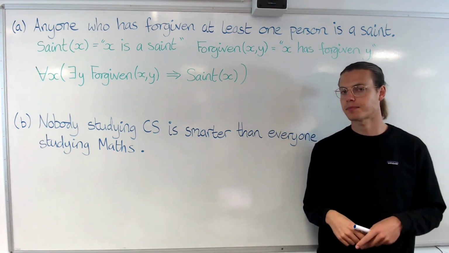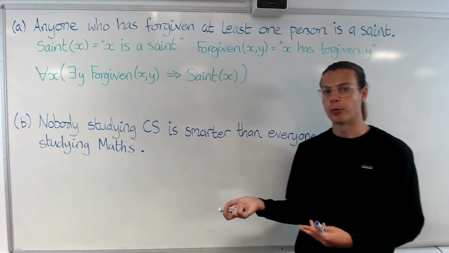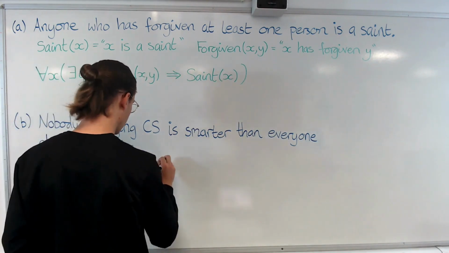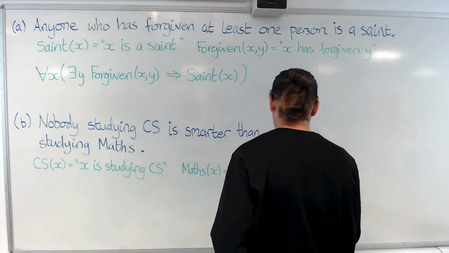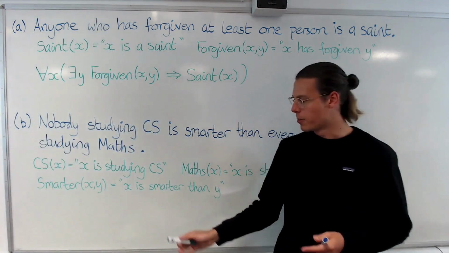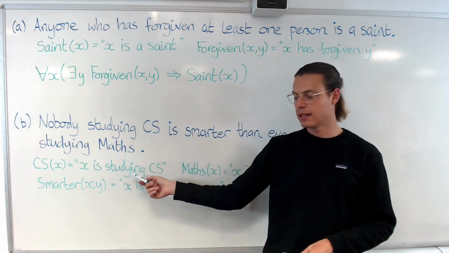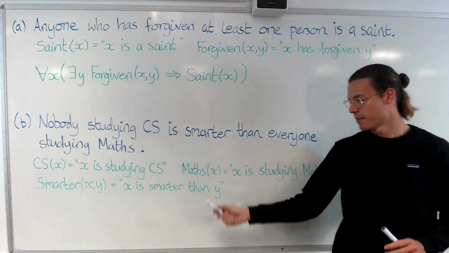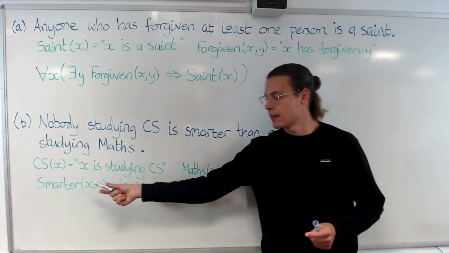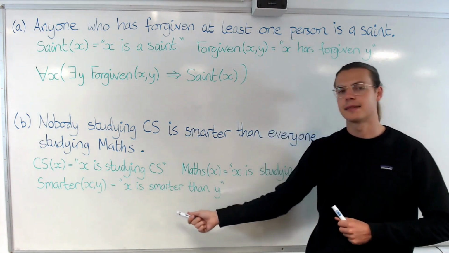Our next statement is, nobody studying computer science is smarter than everyone studying maths. For this one, I'm going to define three atomic predicates. Our predicates are CS(X), which represents X is studying computer science, Maths(X) represents X is studying maths, and Smarter(X, Y) represents X is smarter than Y.